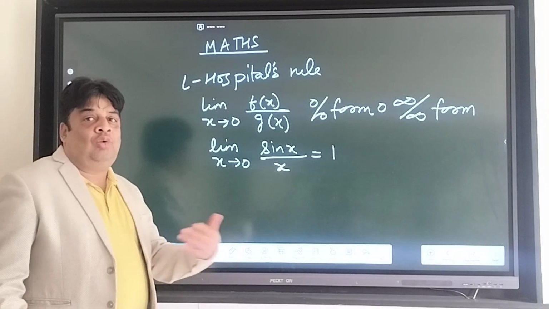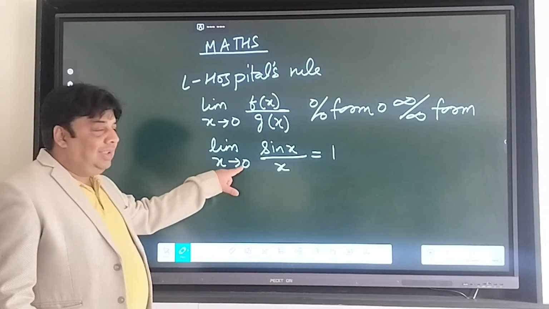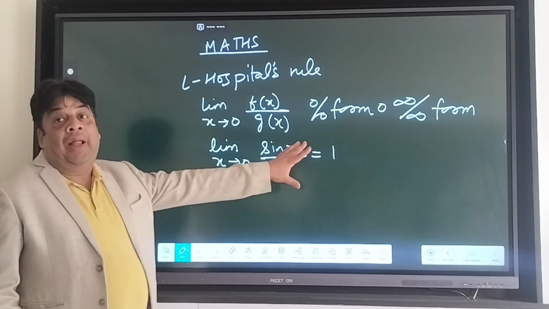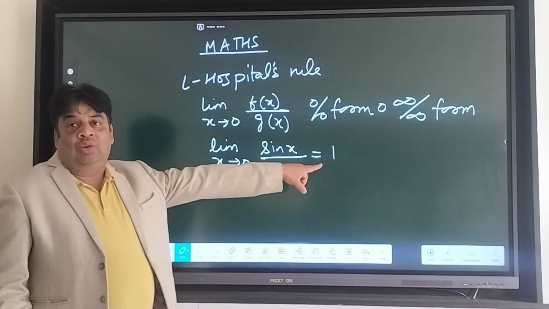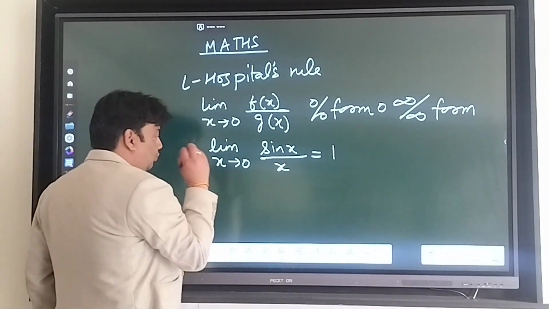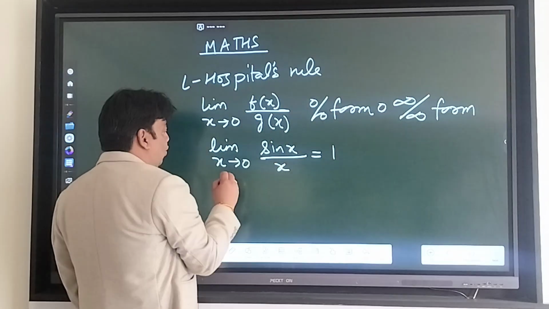What does it actually mean? It means when x is tending to 0, sin x by x is always tending to 1. It does not mean that this value is exactly 1. This is a value which is near to 1. So I can prove this by this rule also.